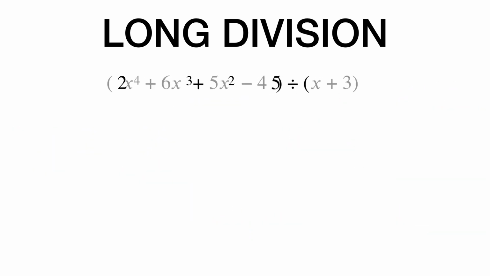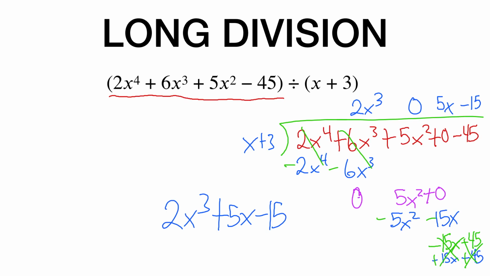Let's try the second one, which I remember being very long. So first thing I'm going to do, put in my coefficients. 2, 6, 5, remember the 0, and the negative 45. Then my 0 in this case, and then over here, what I want to put in is 3.